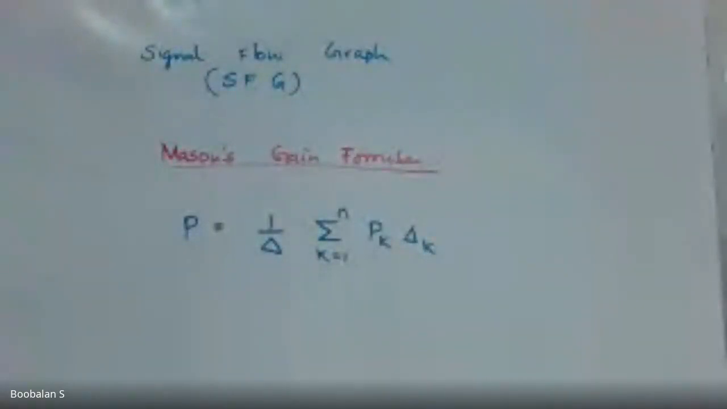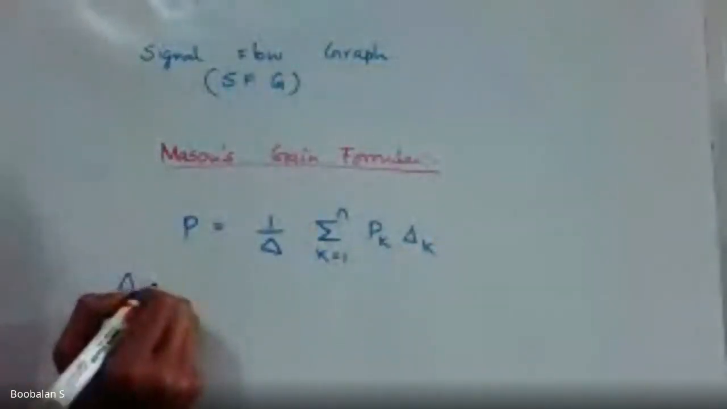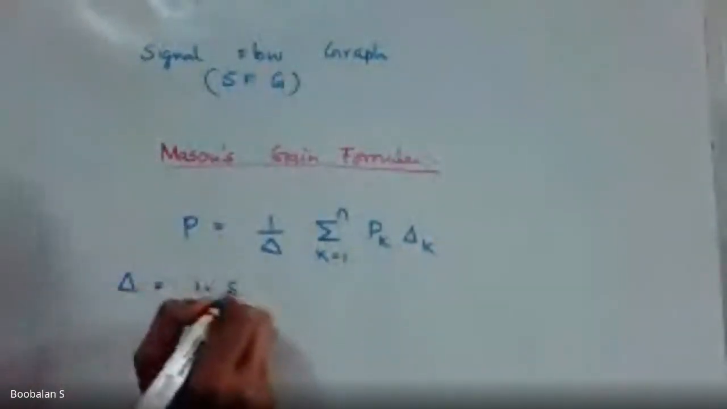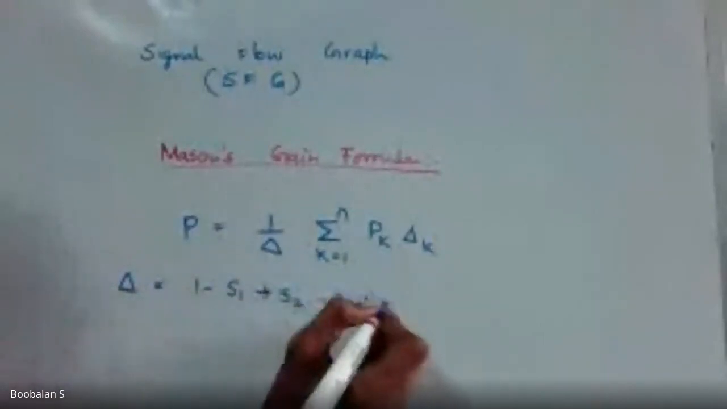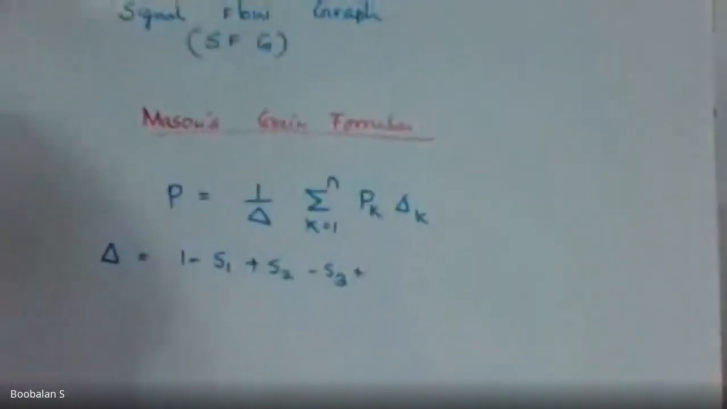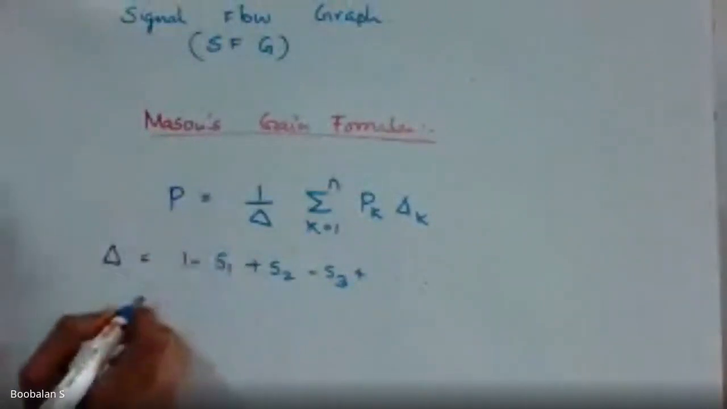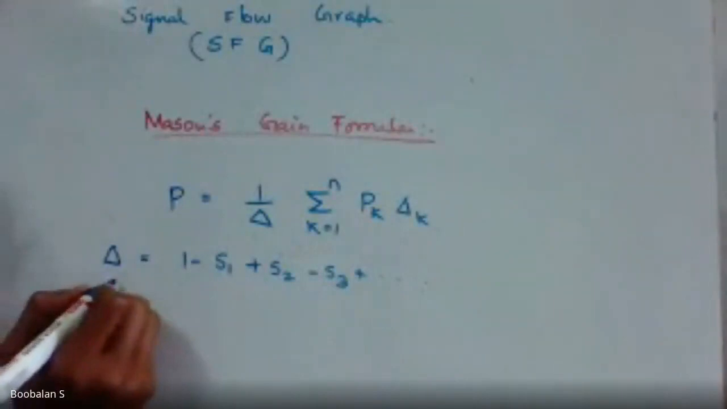Now here, what is this del? We are going to discuss it. Del means 1 minus S1 plus S2 minus S3 plus, and so on. We will see it one by one. It will be very easy, so you can just listen. Now, what is S1? We need to find these unknown terms. That is the main thing.